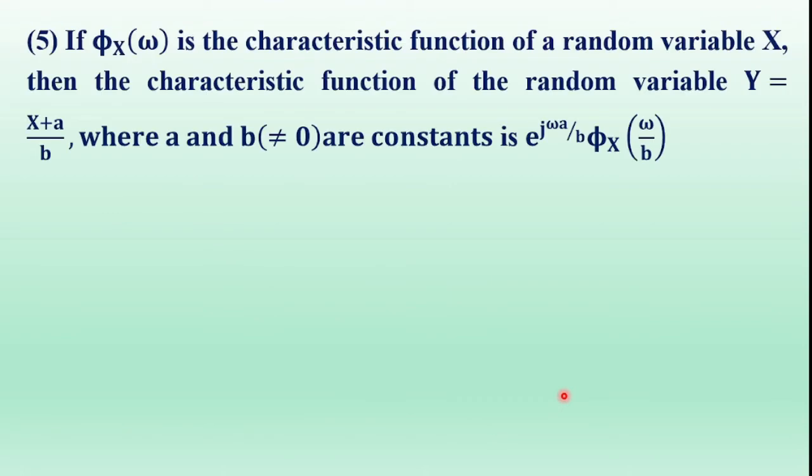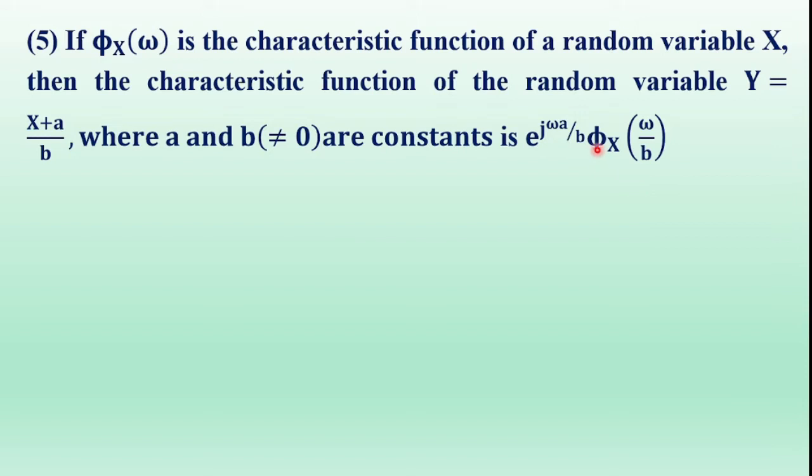The next property is, if φx(ω) is the characteristic function of a random variable X, then the characteristic function of the random variable Y = (X + a)/b, where a and b are constants, is e^(jωa/b) times φx(ω/b). Here small a and small b are constants.